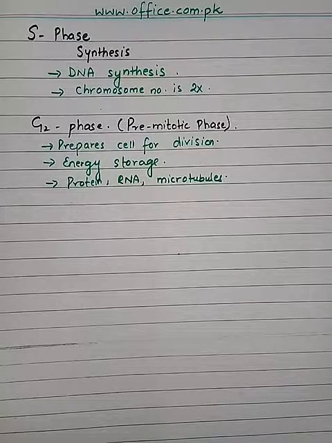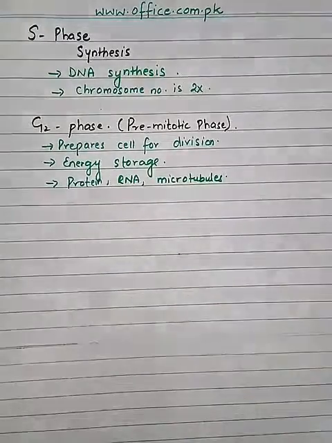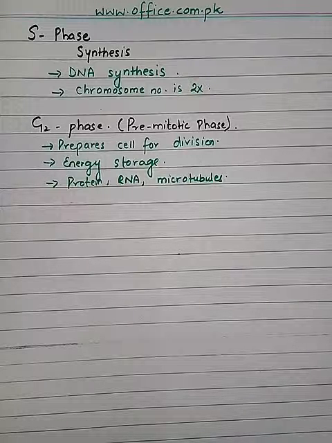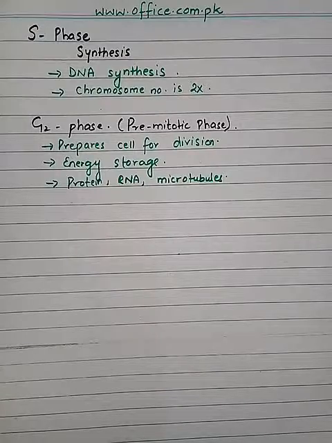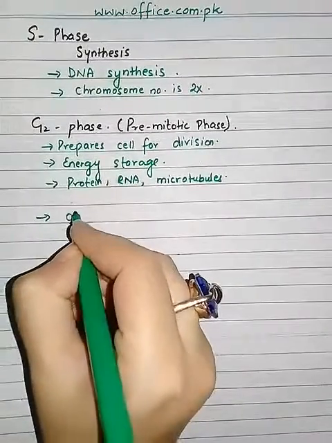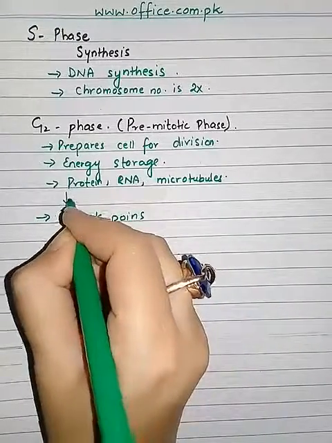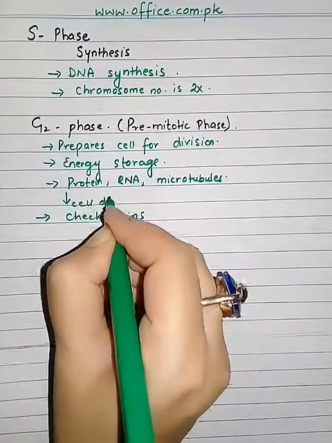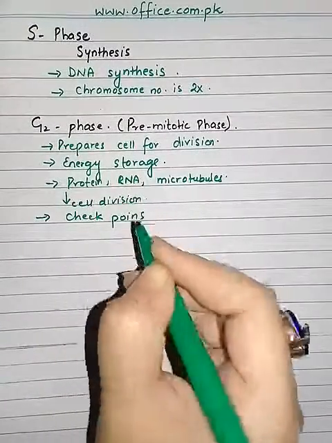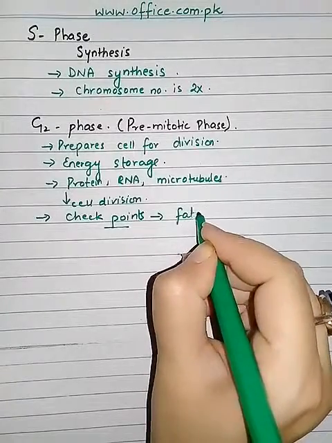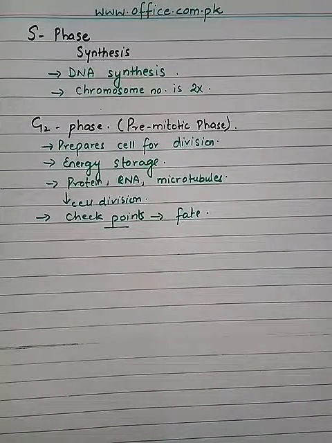The cells then proceed after the G2 phase to the next phase, which is the period of cell division. At each stage there are specific checkpoints which will determine the fate of the new phase according to the cell's internal makeup. After the G2 phase, the cell division will start, and at every stage there are checkpoints that will determine the fate of the cell depending upon the internal atmosphere of the cell.